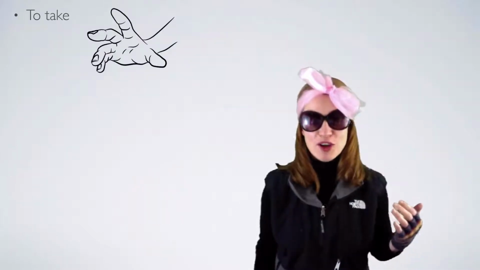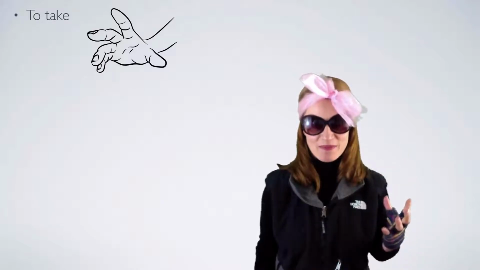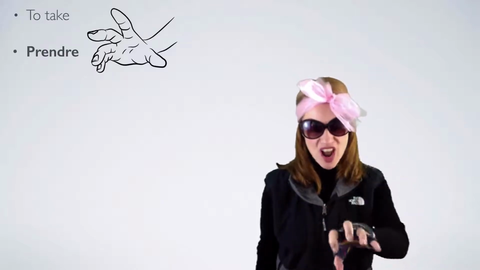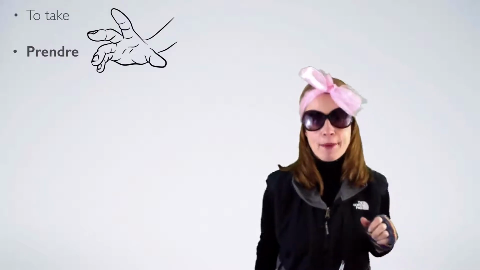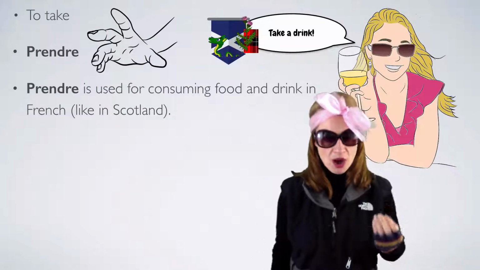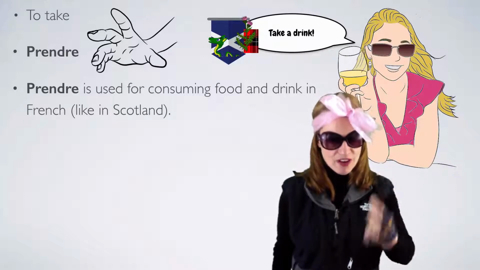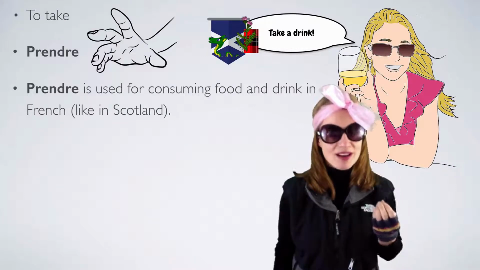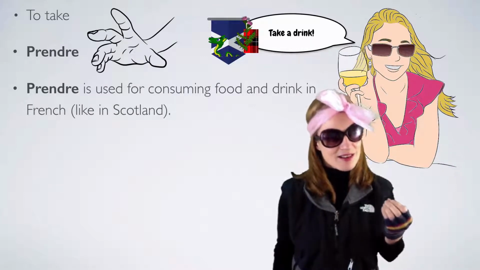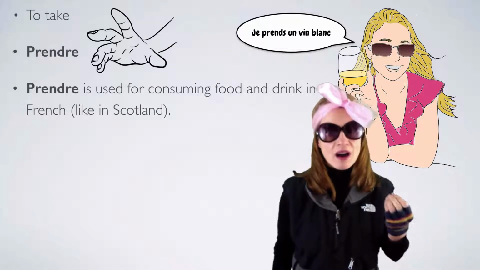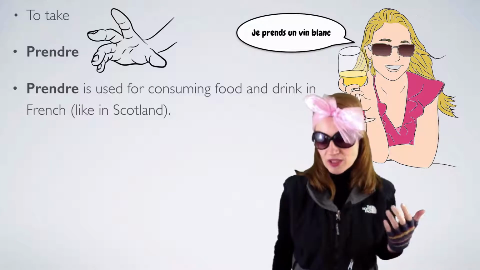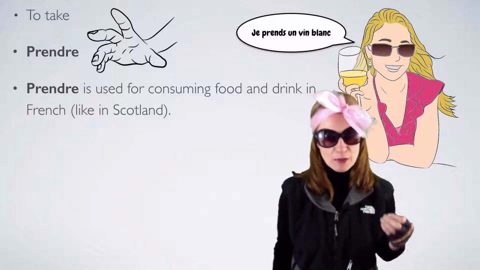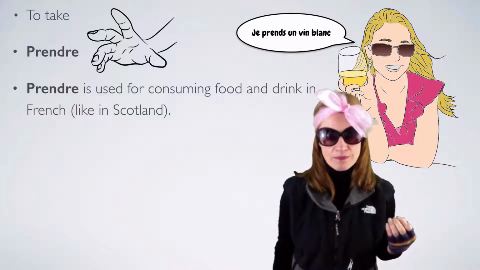The first verb of today, to take. Prendre. We get prize, as in to prize something out of somebody's hand from here. Prendre is used also in French for consuming food and drink. Like in Scotland, take a drink. Je prends un vin blanc. We often say I'm having. We used to have a lot, but the French used to take. Prendre. Je prends un vin blanc.